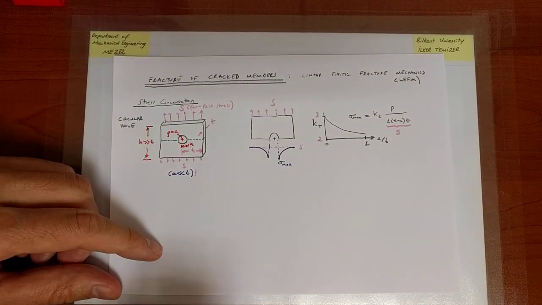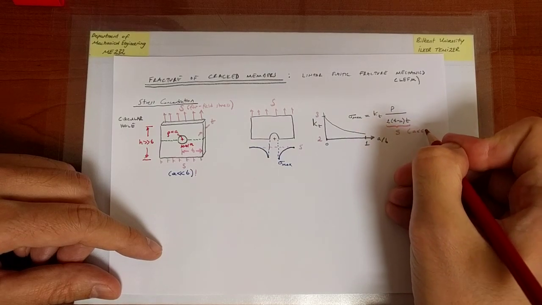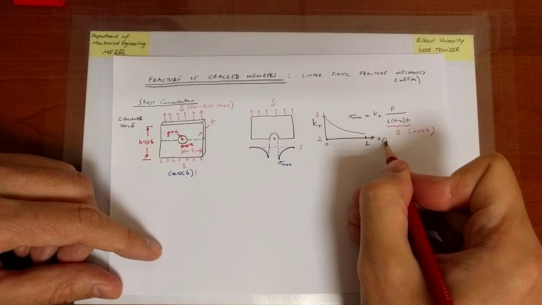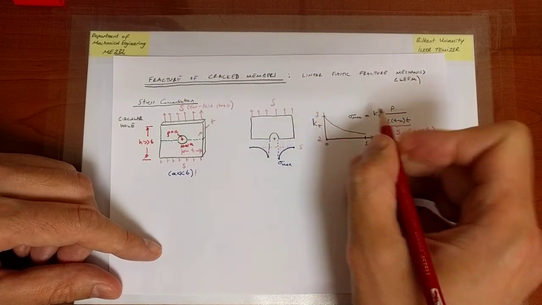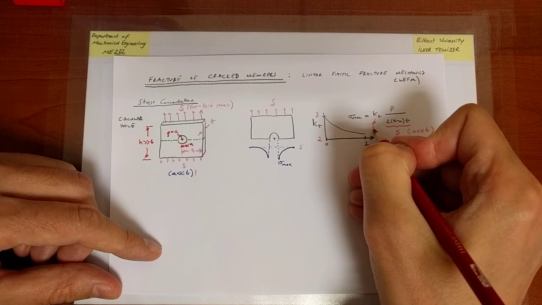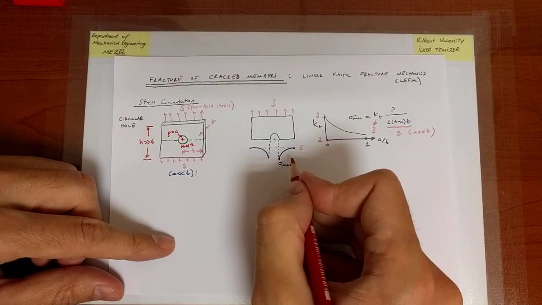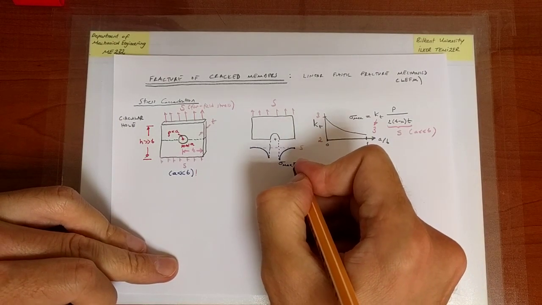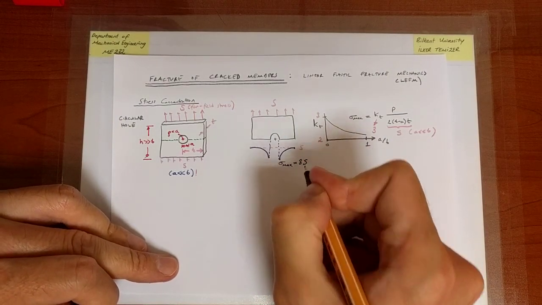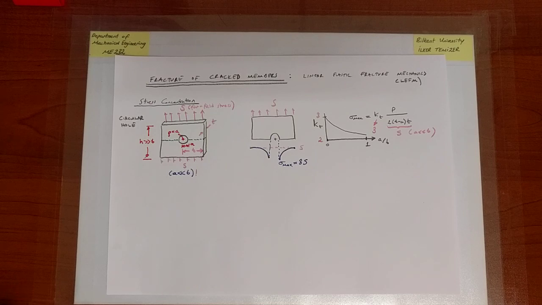All right, so when a is much less than b, simultaneously the stress concentration factor takes a value of 3. So it turns out that under this assumption, the stress concentration causes a maximum stress that is equal to 3 times S.